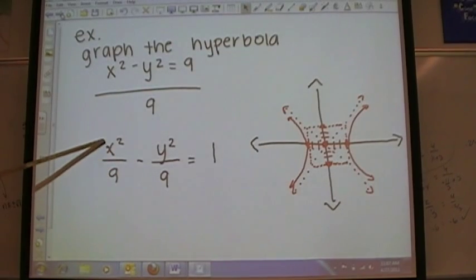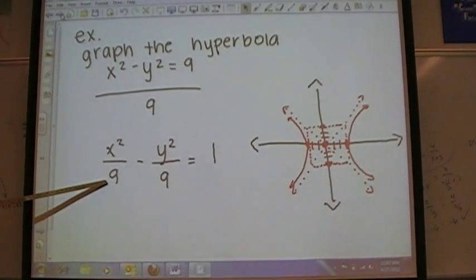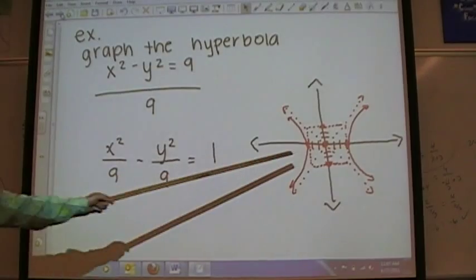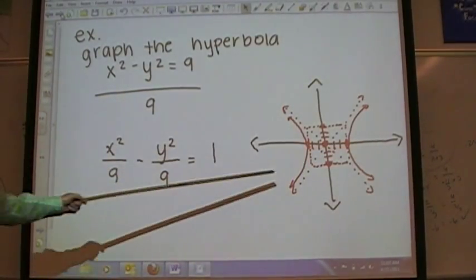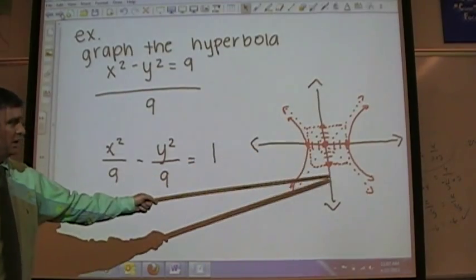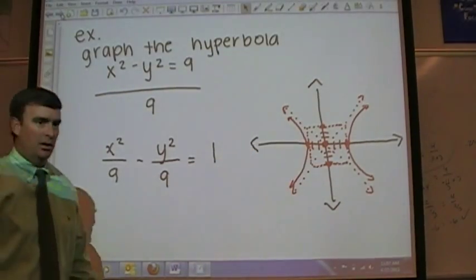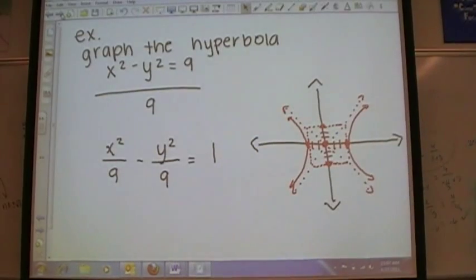What do I do on the x-axis? 3 units right, 3 units left. Put a point there, put a point there. Same thing with the y: 3 units up, 3 units down. Put a point here, put a point here. Why is it 3? Square root of 9.